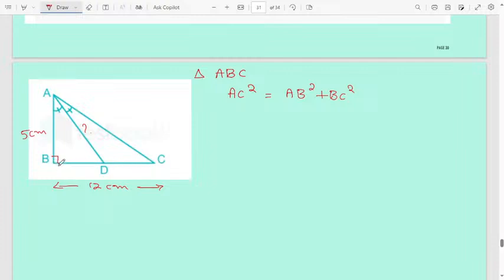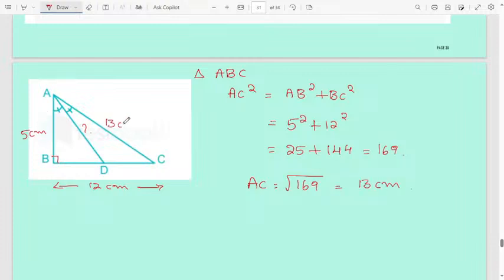If they had given BD, then you could consider this smaller triangle, but they have not given the value of BD. They have given the BC length. Then AC square will be equal to 5 square plus 12 square. That is 25 plus 144, which is nothing but 169. Then AC is the square root of 169, which is 13 centimeter. Yes, nature, correct. This full length AC is 13 centimeter, but we have to find AD.